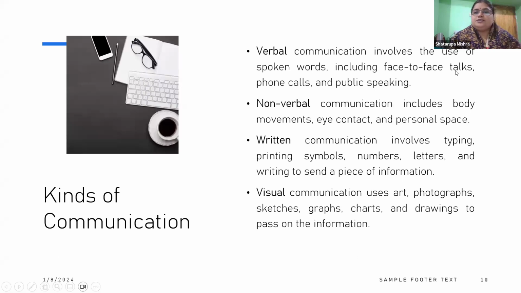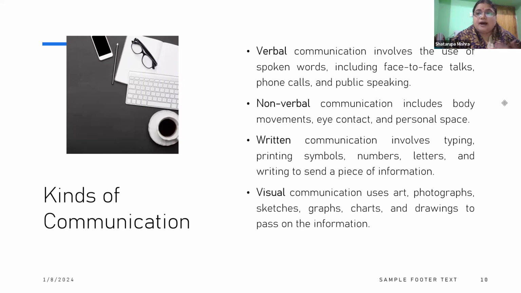Then we will come to the concept of different kinds of communication. Communication is of various types, and these divisions also have different criteria. So we will see what the different kinds of communication are. Verbal communication involves the use of spoken words, including face to face talks, phone calls, and public speaking. Okay, so that is verbal communication, which involves spoken words.